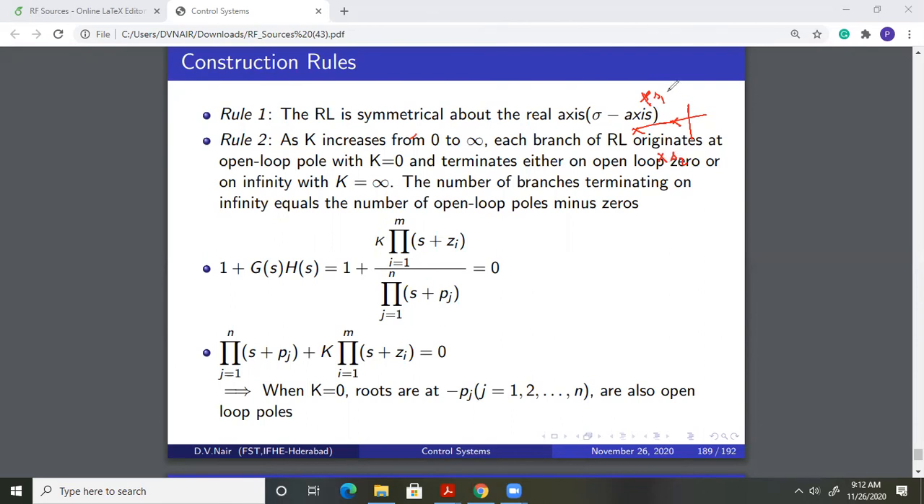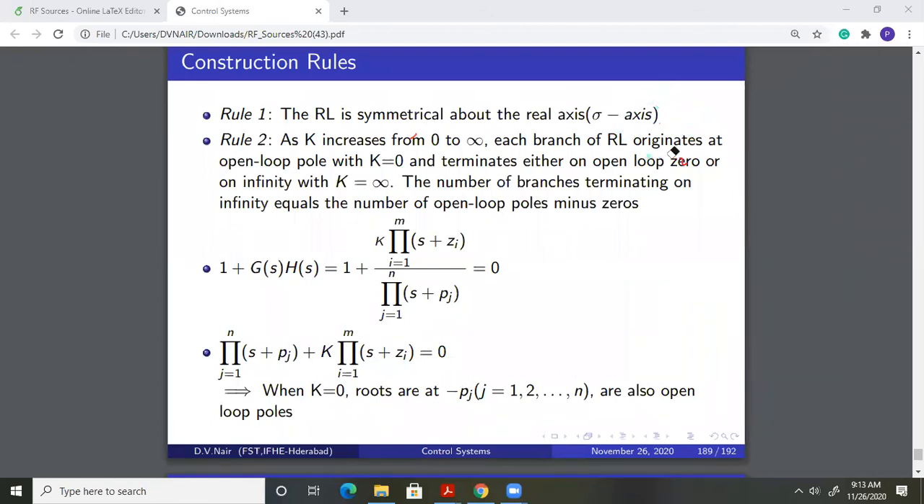So complex roots have conjugate pairs. Naturally, then the root locus will also be symmetric, since these two roots are symmetric about the real axis. So the root locus that will eventually develop will also be symmetrical about the real axis, right?